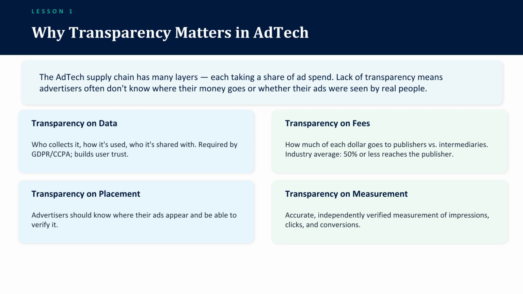Transparency on measurement. Are the metrics you're seeing accurate? Are those impressions real? Were those clicks from humans? This is where fraud detection intersects with transparency. If your measurement isn't verified by an independent third party, you may be optimizing based on inflated or fraudulent numbers.